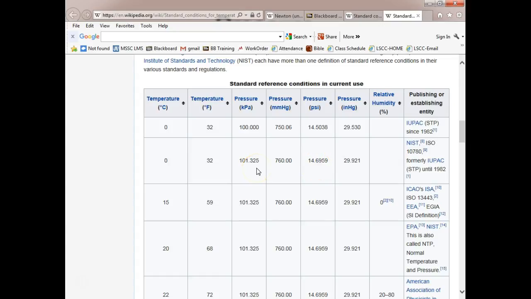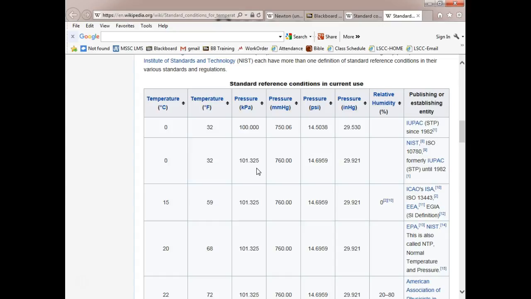But the problem with the 14.7 is the bar, and kilopascals is right here. Understand? If they say it's 14.5038, then 1 kilopascal would be equal to 100, and then of course that means 100,000 pascals would be equal to 1 bar. Does that make sense?